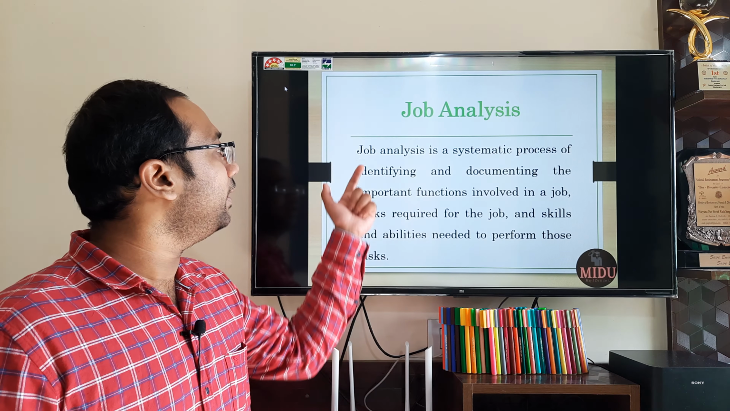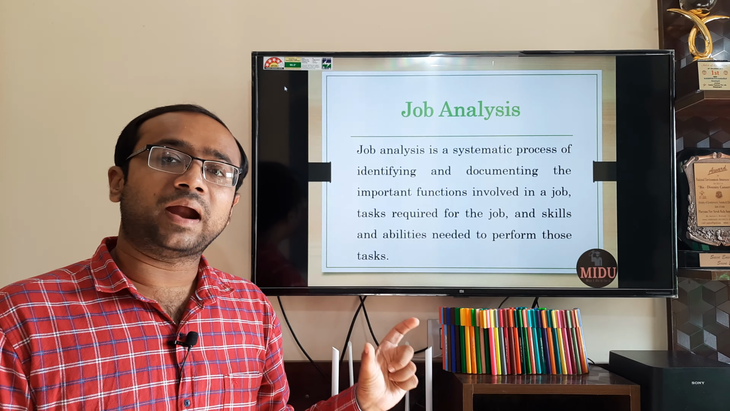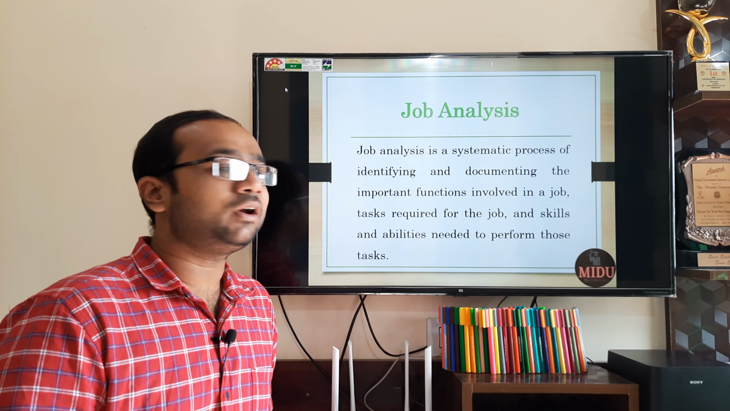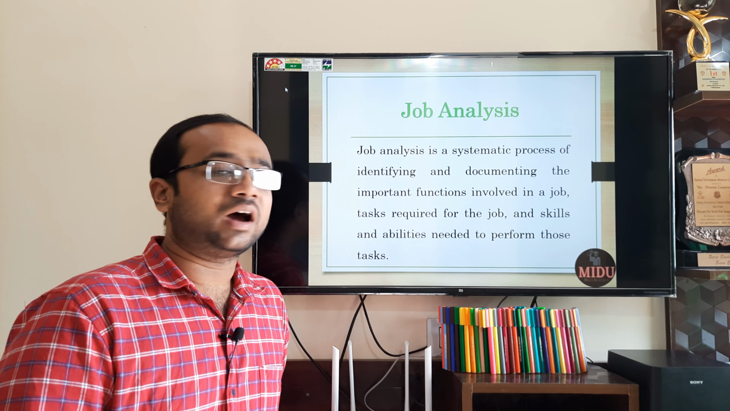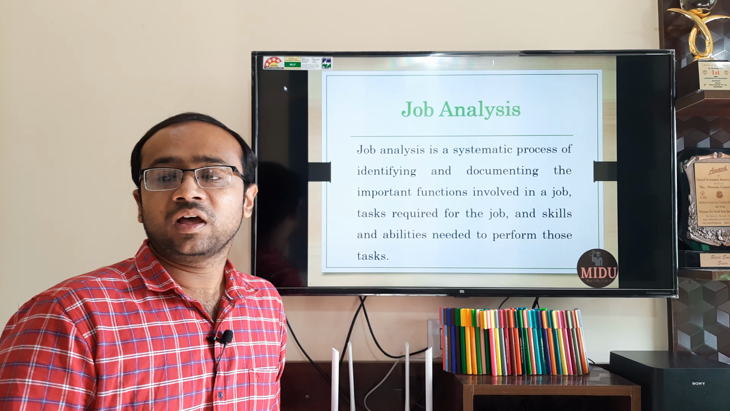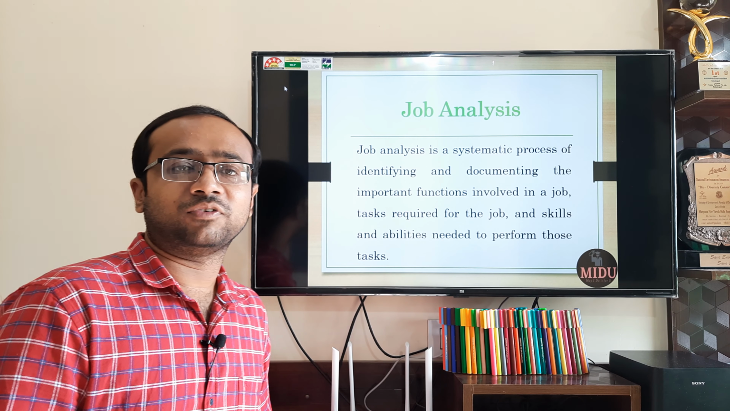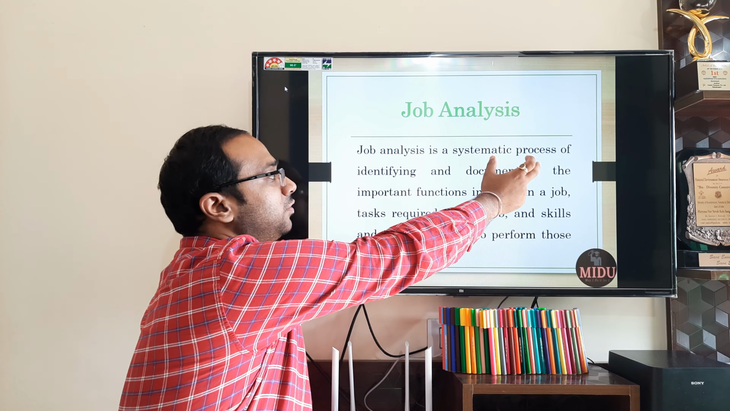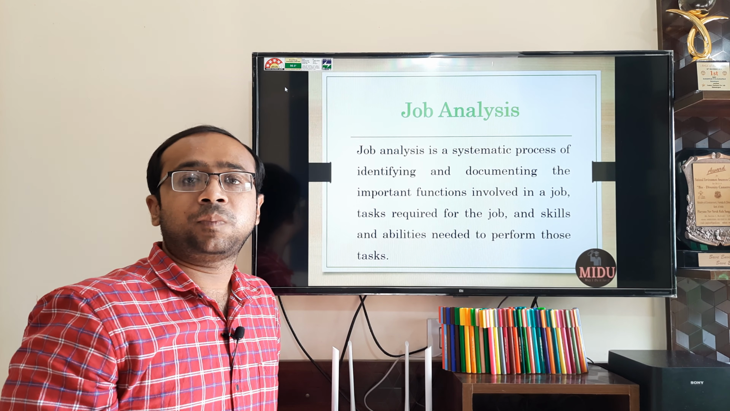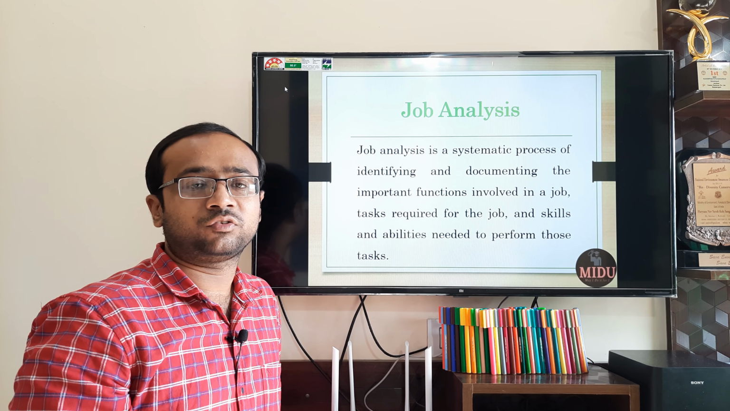Job analysis is a systematic process of identifying and documenting the important functions involved in a job, tasks required for the job, and skills and abilities needed to perform these tasks. Let us see the important parts in this definition. Number 1, it has to be a systematic process, meaning not any random thing which is happening. A proper system, a proper defined way it has to happen.